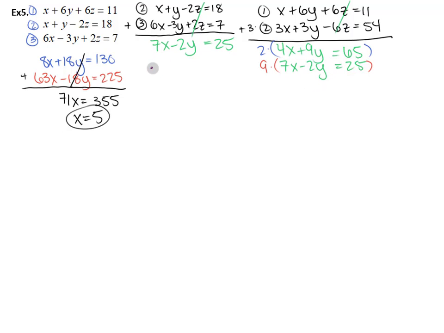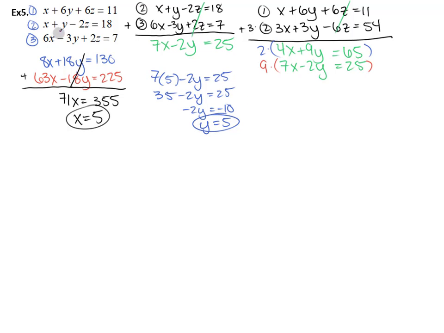So maybe we'll use the 7 times x minus 2y equals 25. Excuse me, 35 minus 2y equals 25. Subtract 35 over, which gets us negative 10. And we end up with y equals 5 as well. So we got x equals 5, y equals 5.